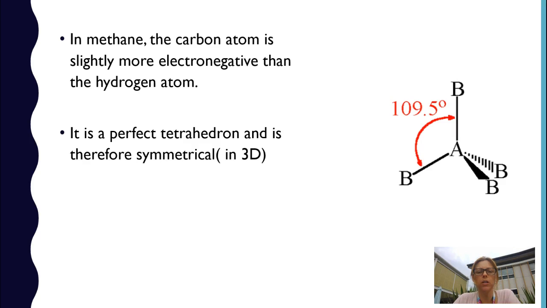So having a look here in just a different form, here we've got the carbon atom slightly more electronegative, and it's not carbon in this picture. Let's imagine it's methane, so with C and 4 H's. We've got them all at 109.5 degrees, regardless of whether it is in one dimension or in the other dimension. They are all the same distance apart, so therefore it is considered symmetrical in that 3D view.